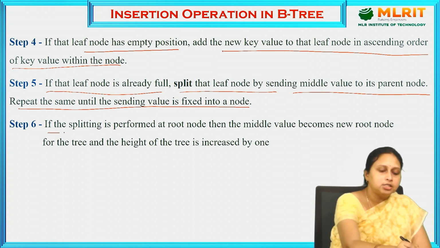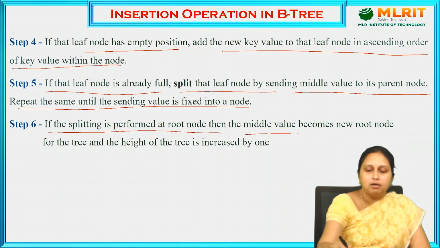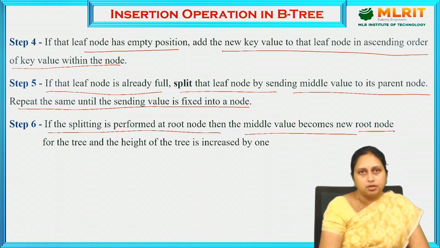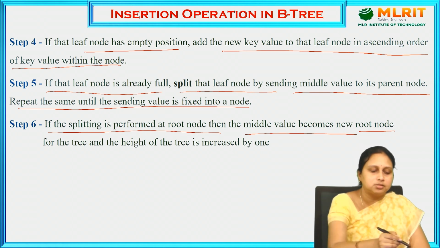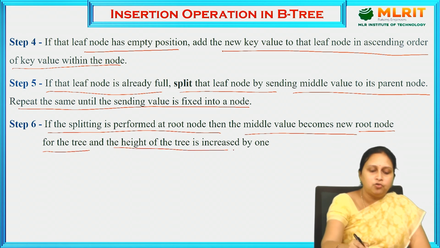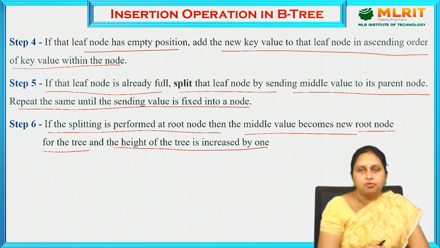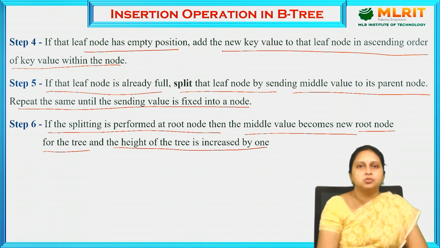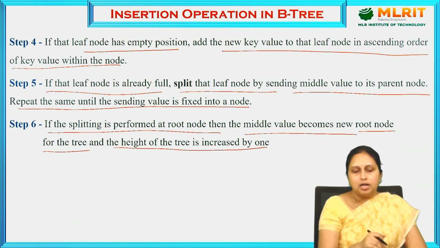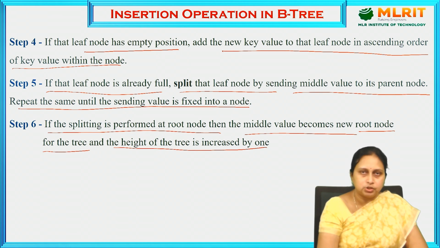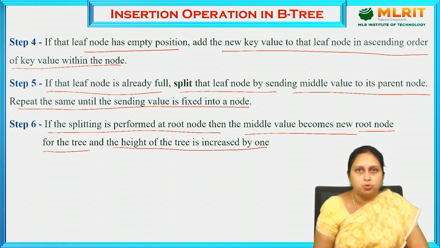If the splitting is performed at the root node, then the middle value becomes the new root node, and from there it has left and right subtrees. And the height of the tree is increased by 1. If it moves up one level, then the height of the tree also increases. This way, we perform the insertion. These are all the steps included in solving one problem.